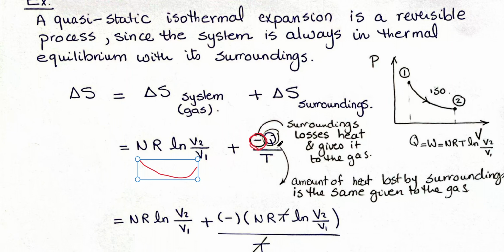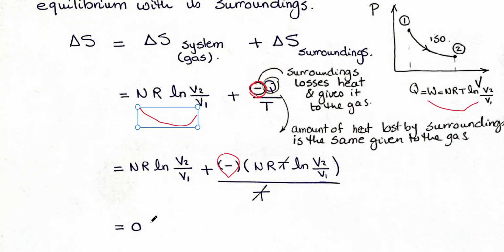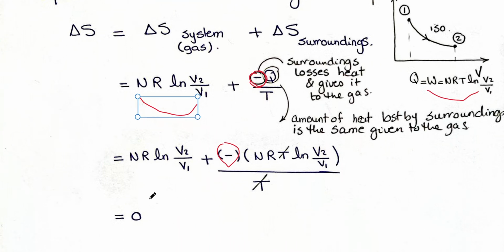Okay, from where can I calculate this heat? The heat the surroundings are losing is the same amount of heat given to the gas. In the case of the isothermal process, heat equals nRT ln V2 over V1. So it will be negative nRT ln V2 over V1 over T, which is negative nR ln V2 over V1. If you add these two terms, you will have delta S equals 0. That's why we say that the isothermal expansion is a reversible process.